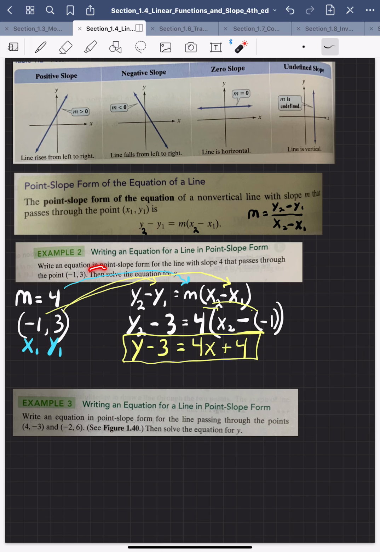There's a second part of this question right here. Let me get rid of these arrows. The second part of this question says, after you're done with the point slope form, solve it for y. But this is really easy. Once you get to here, I can get y by itself. I'll just add 3 here, and then we would have solved for y. So if I add 3, I now have y is equal to 4x plus 7.